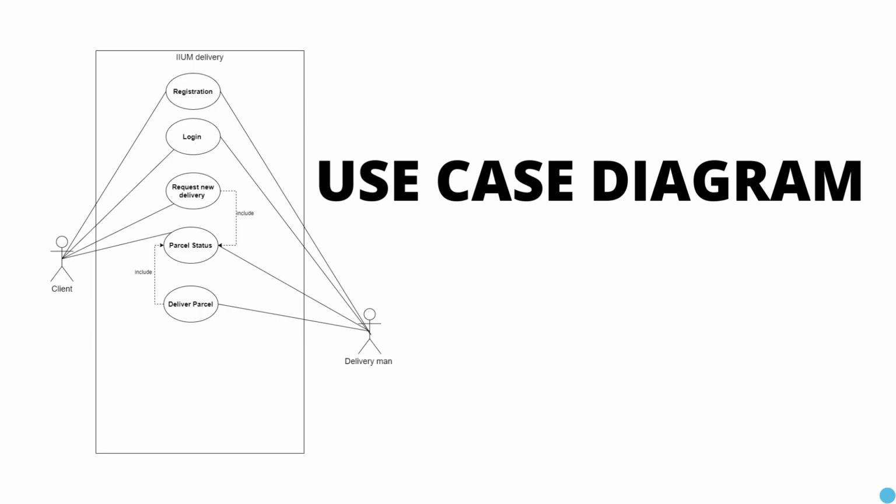And then the client is the user that makes delivery requests, and the actor delivery man is the user that accepts commission to deliver the parcel that was requested. As we can see here, it is the communication between the actors and the use cases for the IIUM Delivery project.